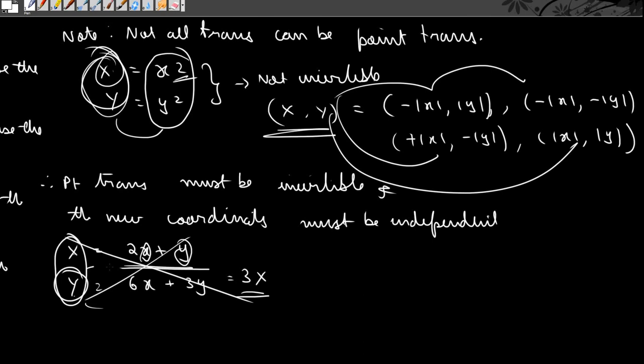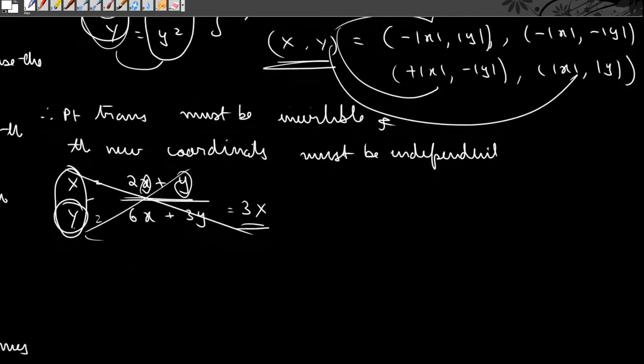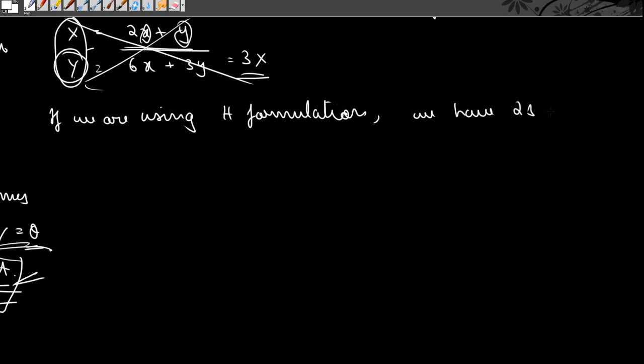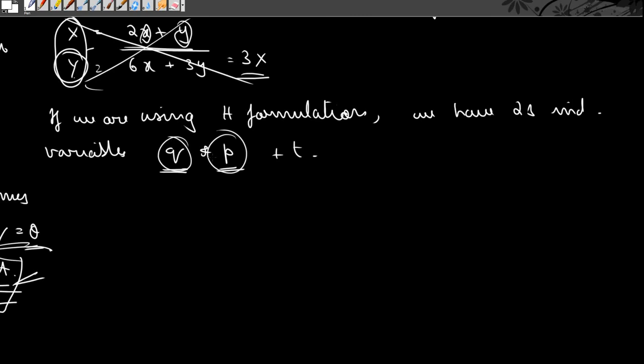All right. Okay, so what if we are using the Hamiltonian formulation? Here we have two independent variables which we call q and p, where we call q the generalized coordinates and p the generalized momenta, plus of course our time.